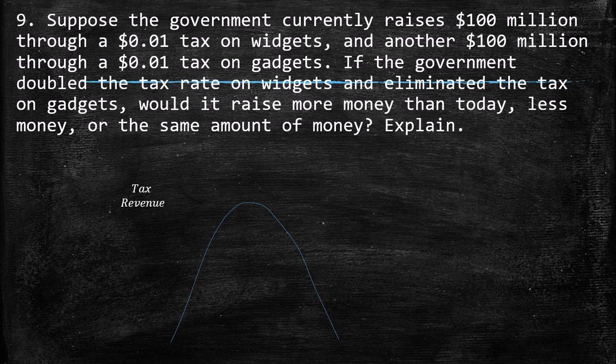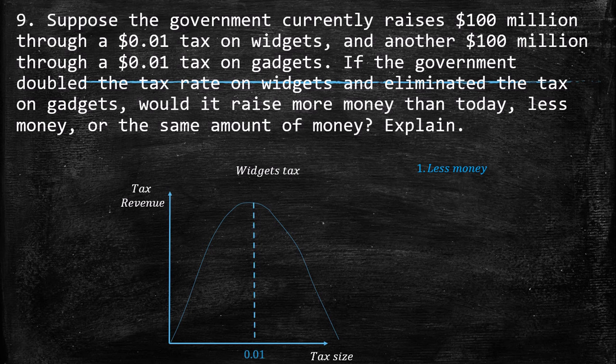Explain. So here we have to remember this relation between the tax size and the tax revenue. So remember that now there's not going to be any tax on gadgets. So all the taxes are going to be just on widgets. So we are going to analyze the widget situation. So here we have the first case. When this changes, it will return less money.